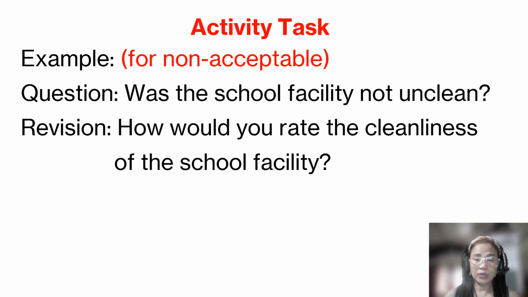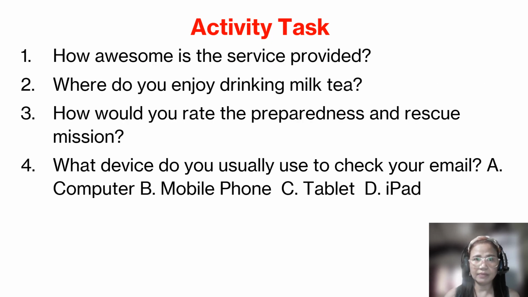Okay, so take for example, your answer is non-acceptable. So you have to write the question. For example, the question is, was the school facility not unclean? So revision, you have to revise it. Write the questions, the wrong question, and then you need to revise it. So there are three answers for non-acceptable. Okay, first you have to write non-acceptable and then rewrite the question and then write your revision. So what was the revision? How would you rate the cleanliness of the school facility?